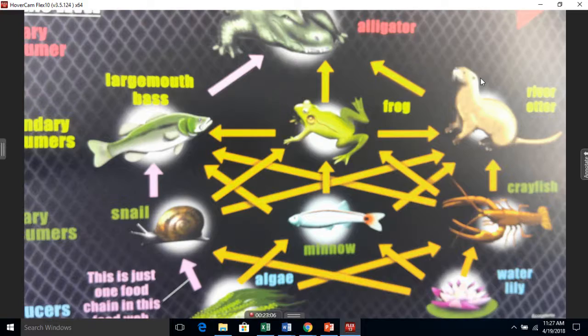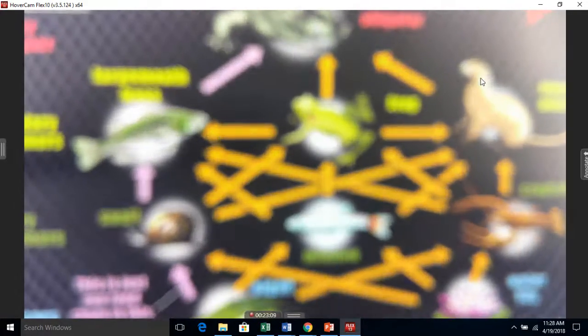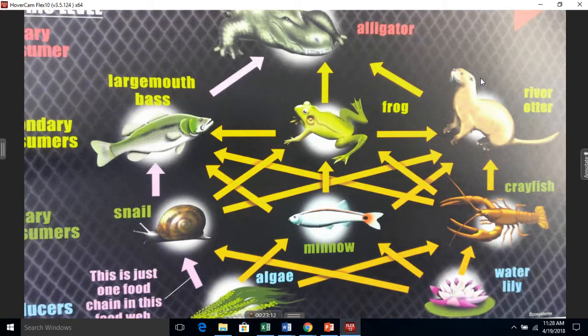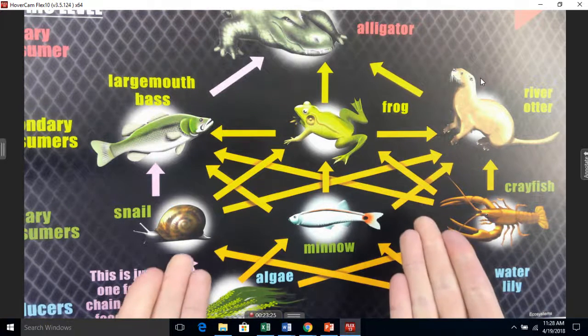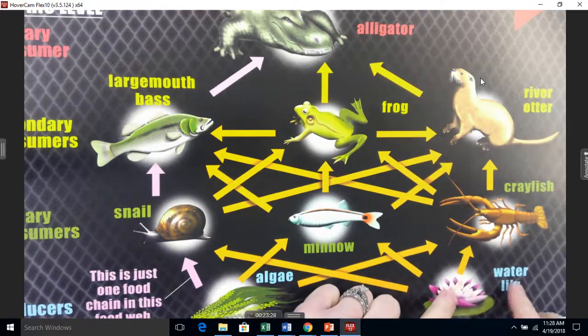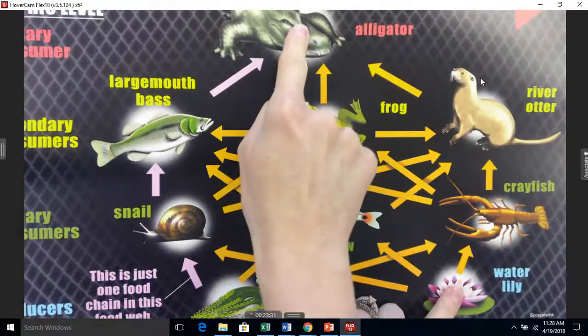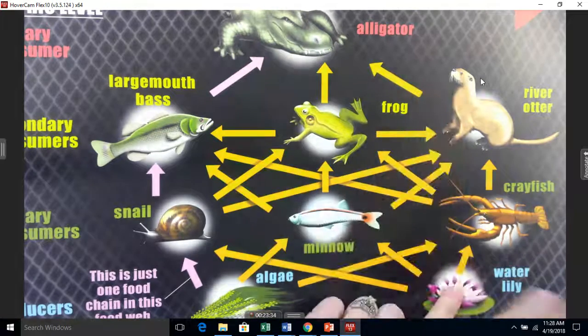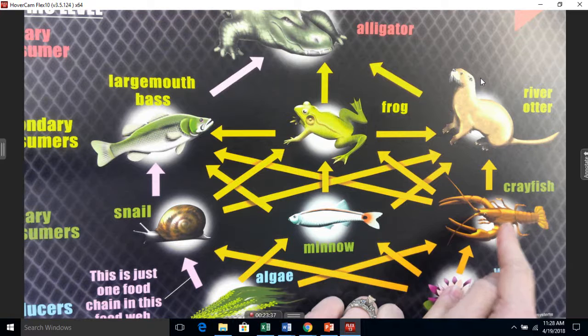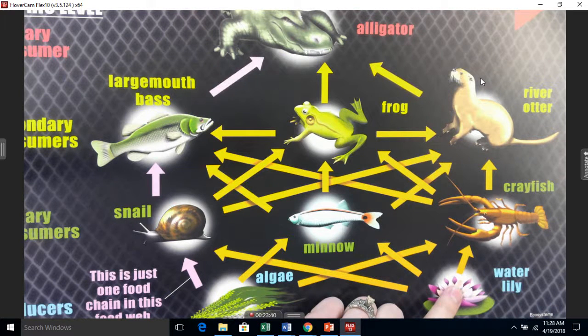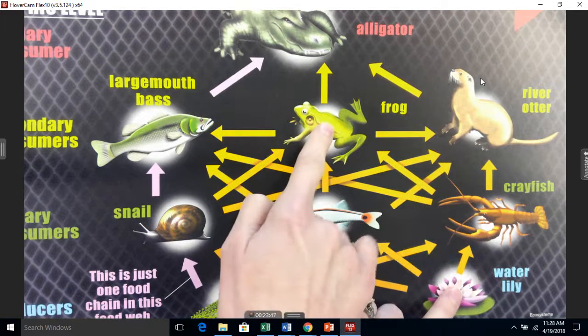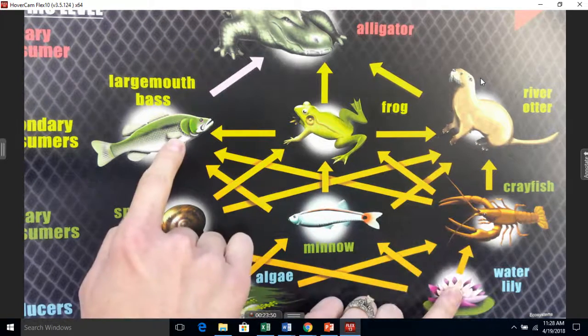Is that a food chain on the right? Yeah, they're all food chains. This is what a food web does. Because if you think about it, in our grasshopper example, is the rat really the only thing that eats the grasshopper? No. So to show all the things that eat the grasshopper, I have to use a food web. For example, water lily, crawfish, otter, alligator. The crawfish is not eaten only by the otter. He's also eaten by the frog and the largemouth bass.